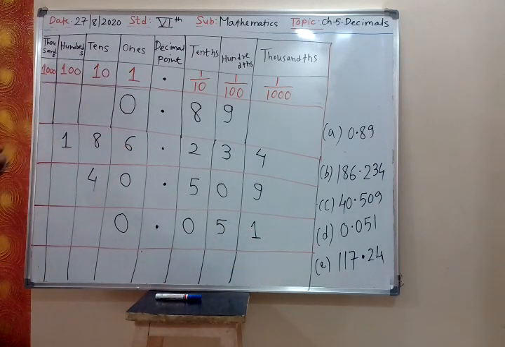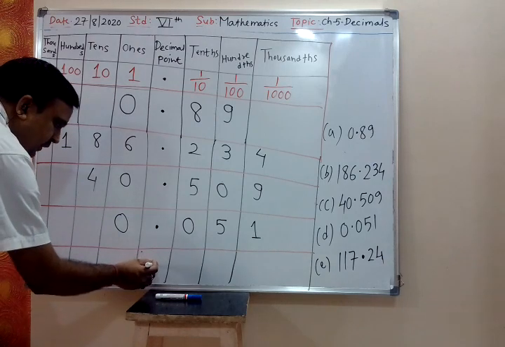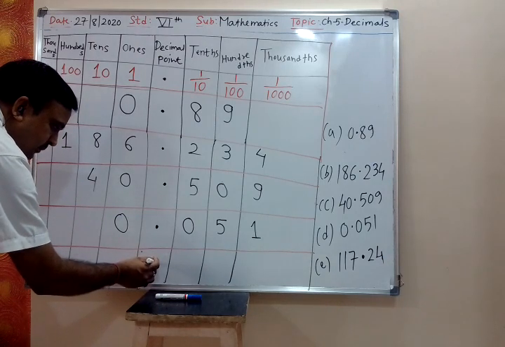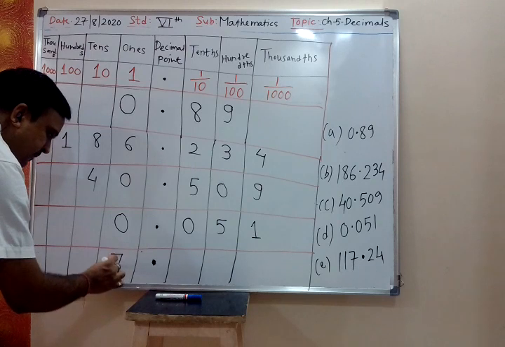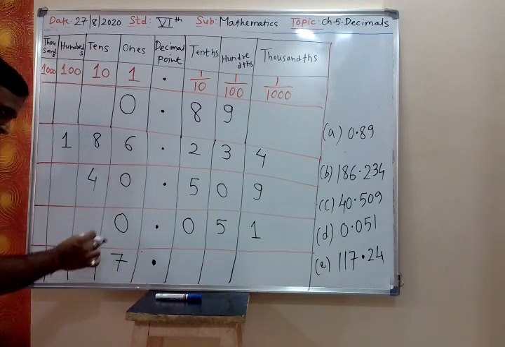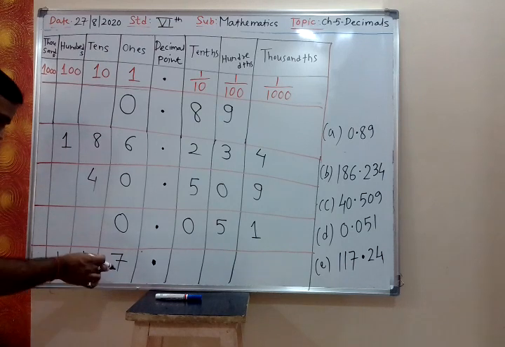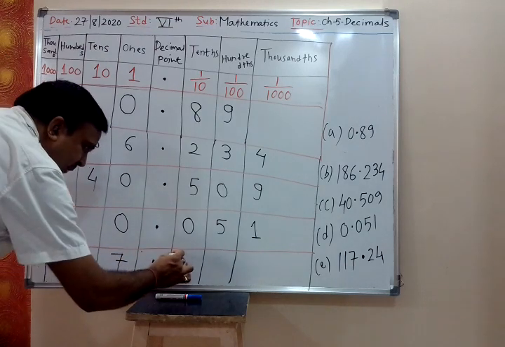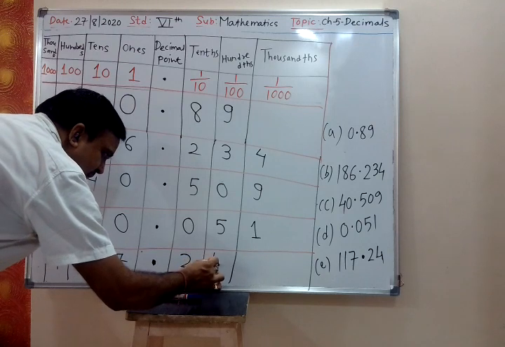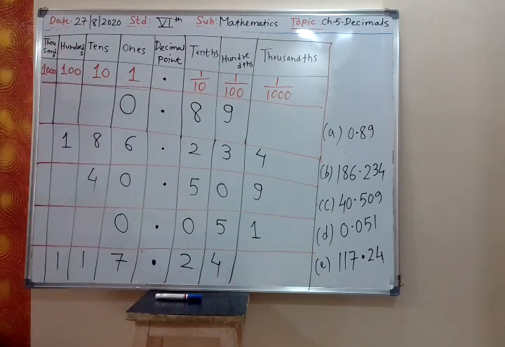Then E, it is 117.24. Before the decimal we have 7 at ones. Then at the tens place it is 1. At the hundreds place it is 1. So 117 point. After the decimal 2. Then hundredths position 4. So 117.24. Yes. If there are 4 digits, you will write 10.